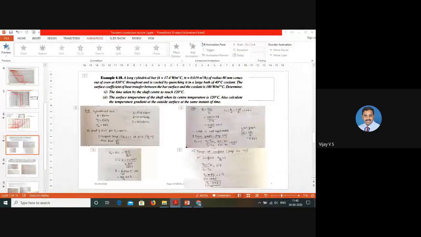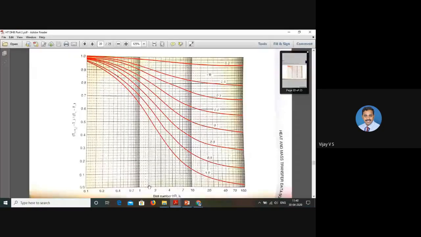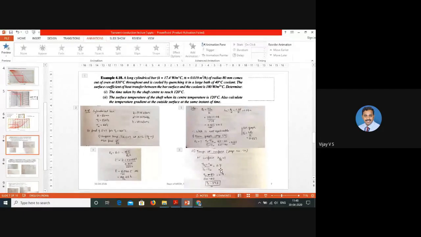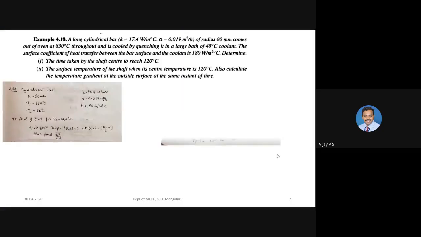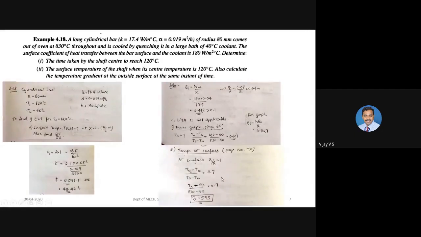0.68. So how much have I taken? I have taken 0.7. Let us check once again. Around 0.8 here, and this line. You can take 0.68 or 0.7, not a big deal. So you got this value. This ratio is 0.7.